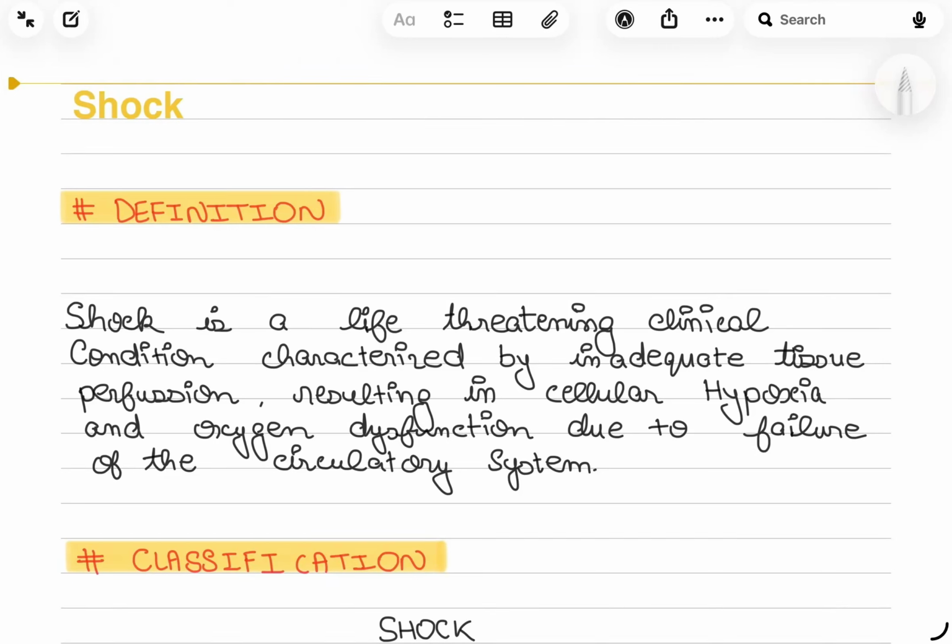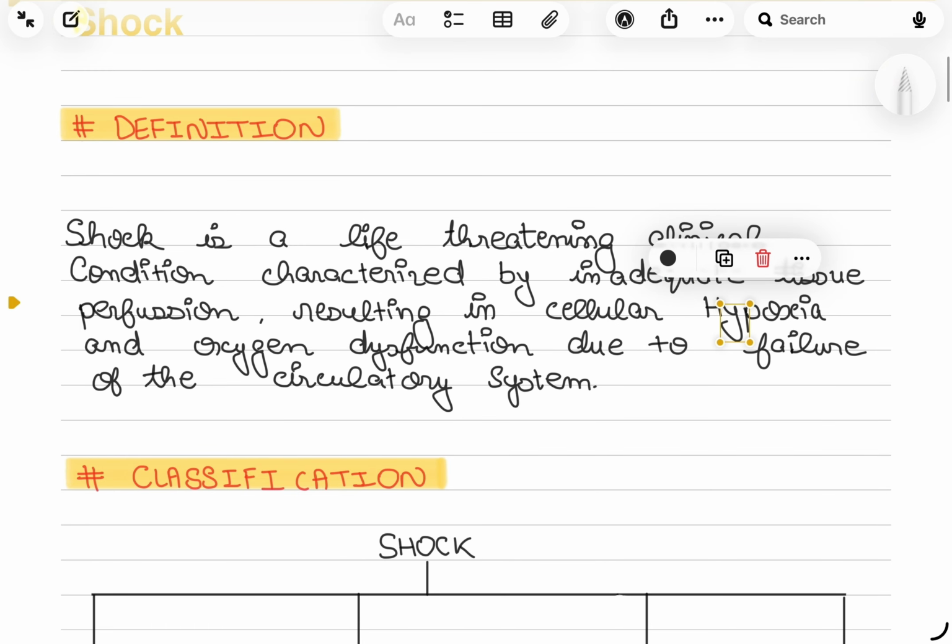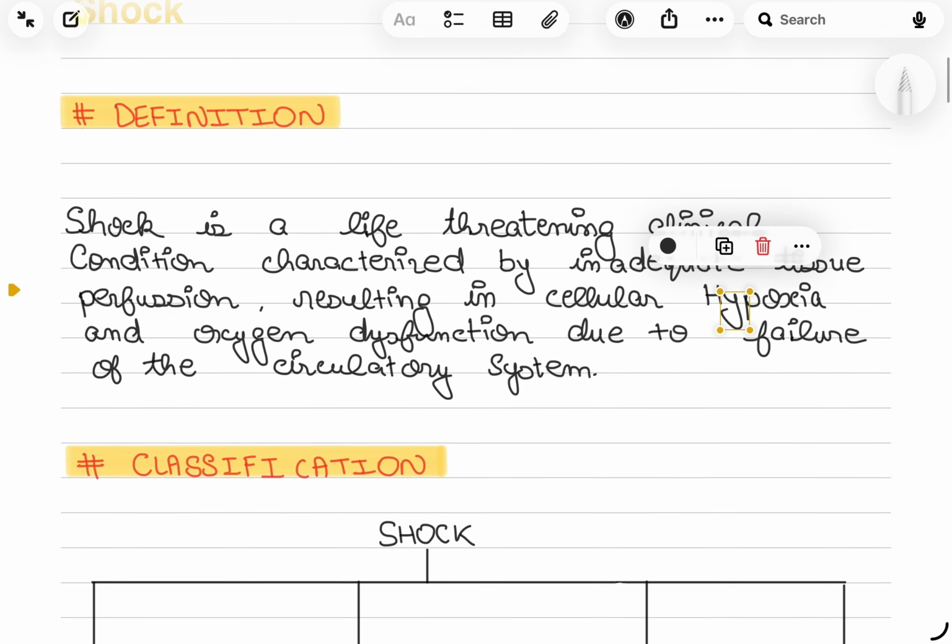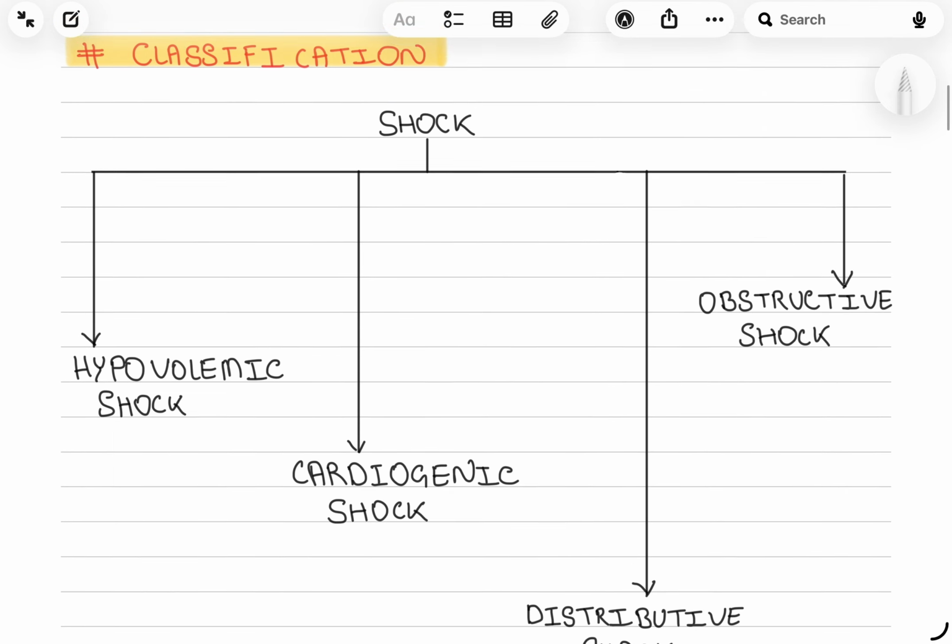So good evening everyone. We're going to study the most important topic, the most commonly asked question from the MUHS perspective in surgery, that is shock. First we'll start with a definition. Shock is a life-threatening clinical condition characterized by inadequate tissue perfusion resulting in cellular hypoxia and organ dysfunction due to failure of the circulatory system.